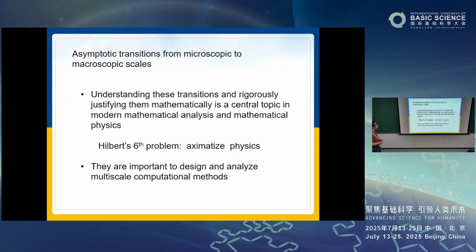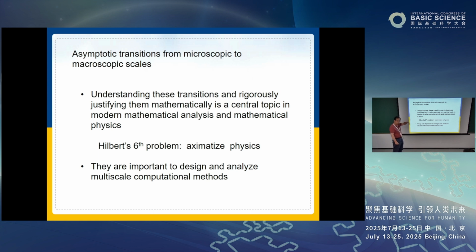So mathematically, you can always derive the macroscopic models from the microscopic ones. Understanding these transitions from one scale to the other, and also rigorously proving them, has been a central topic in modern PDEs and mathematical physics, which has generated a lot of exciting work, including Fields Medal work. And that's exactly what Hilbert's sixth problem was about.